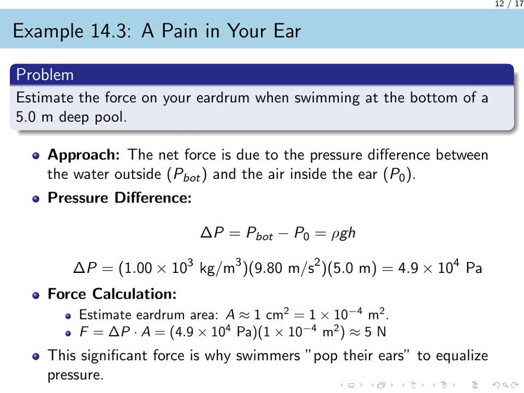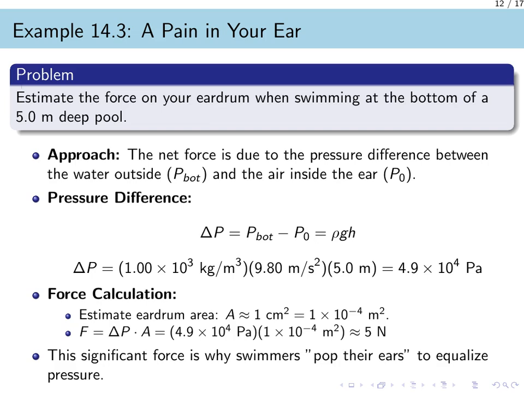First, we calculate this pressure difference, which is the gauge pressure, using the formula ρ times g times h. For water, with a density of 1 times 10 to the power of 3 kilograms per cubic meter and a depth of 5 meters, the pressure difference is 4.9 times 10 to the power of 4 pascals.